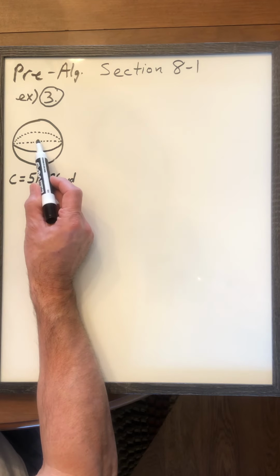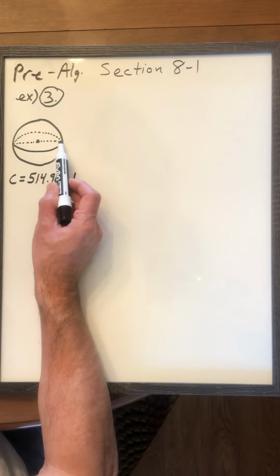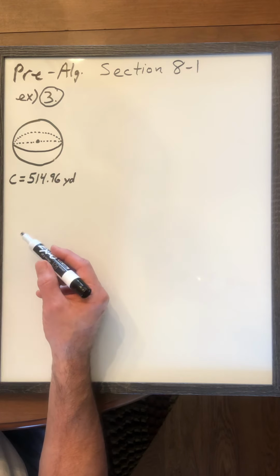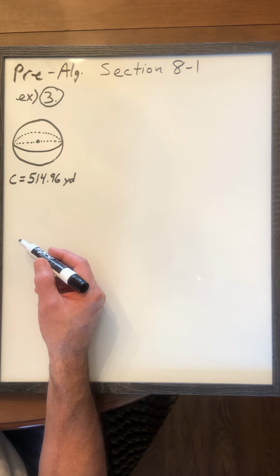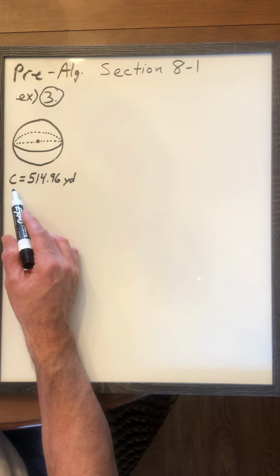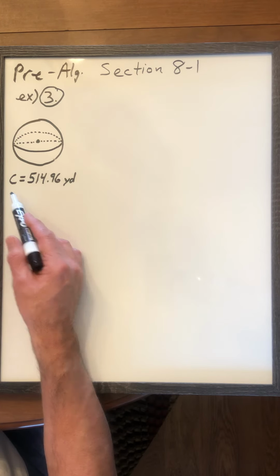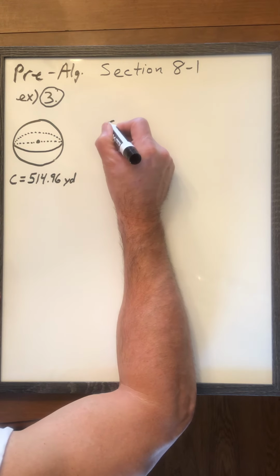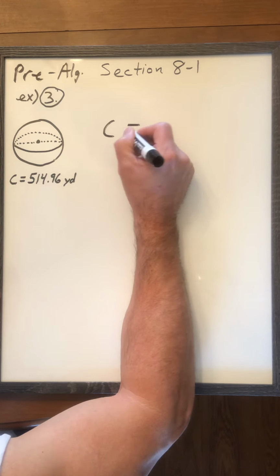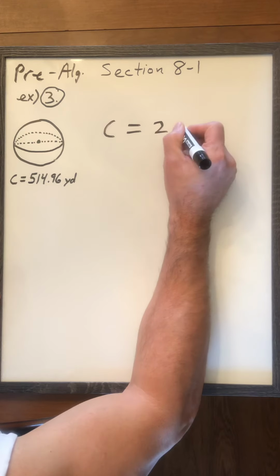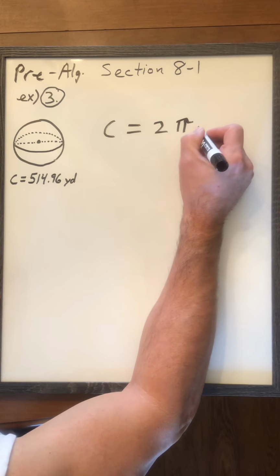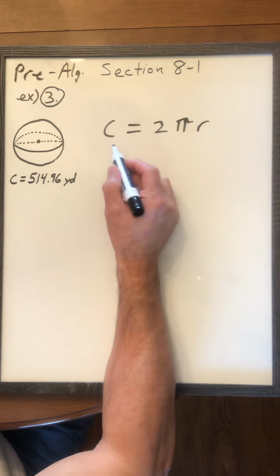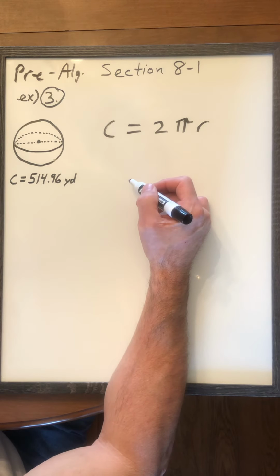Now, in order to find the surface area, we have to know the radius. So we have to know from the center over to the side the radius of the sphere. Now, in order to find that, we're going to have to use our circumference, and that means we have to use the circumference formula. Circumference equals 2 pi r.